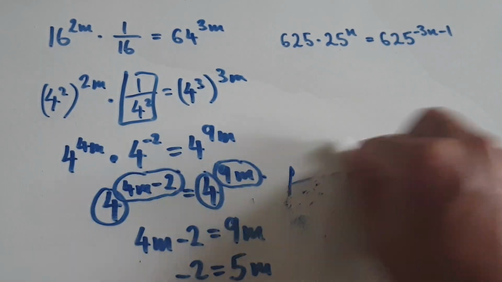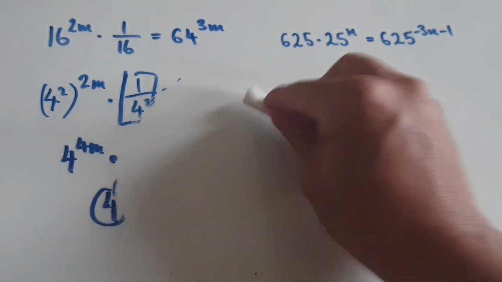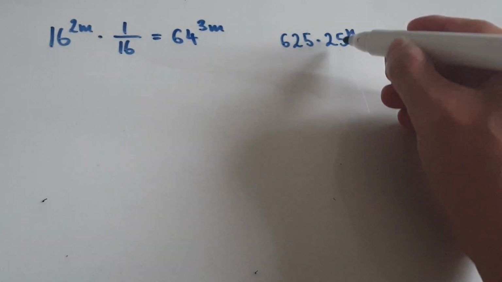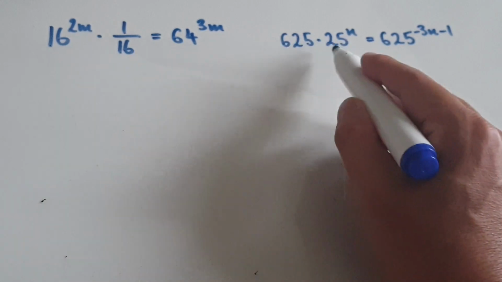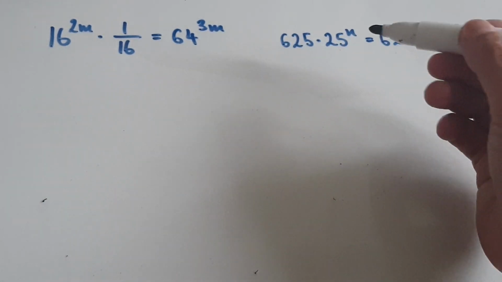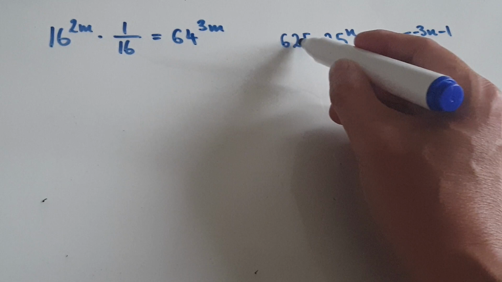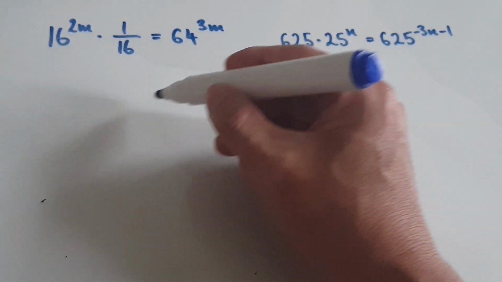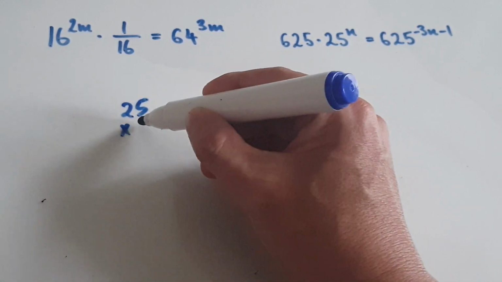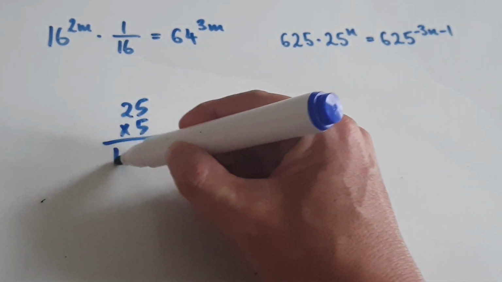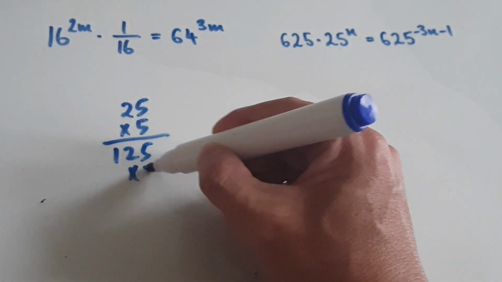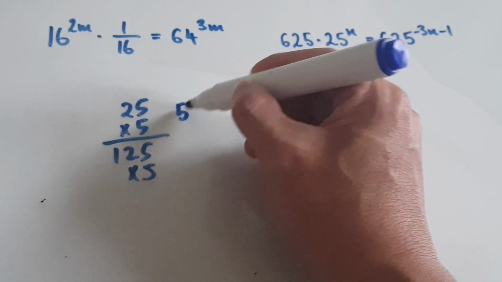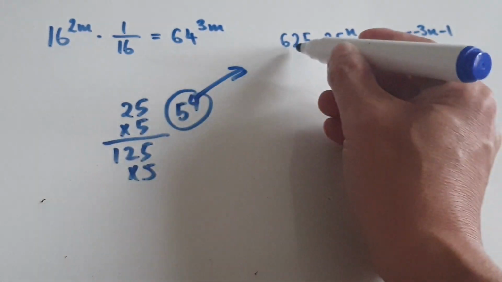So for this one here, write everything in terms of the same base. If you glance at this, 25 is really 5 squared, and for this number you should have a hunch that there's a factor of 5 in there somewhere. So 25 times 5 would be 125, and then if you times 5 again, it will give you that number. So really that number is 5 to the power of 4.